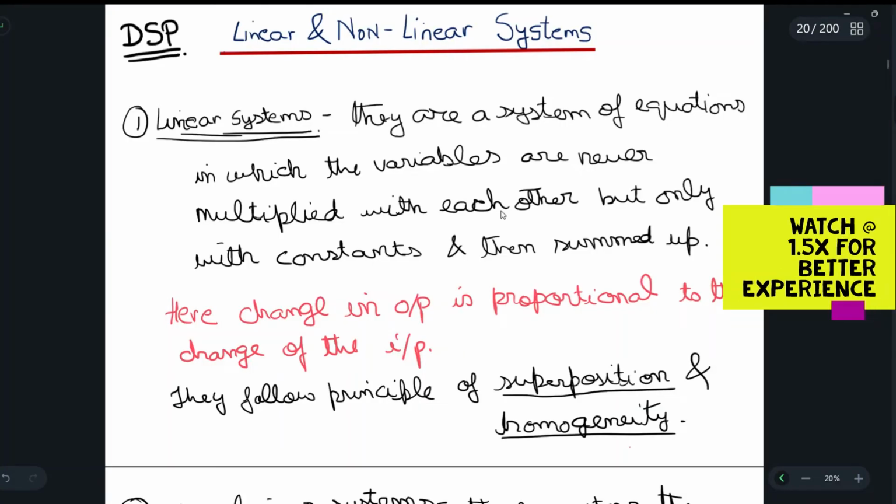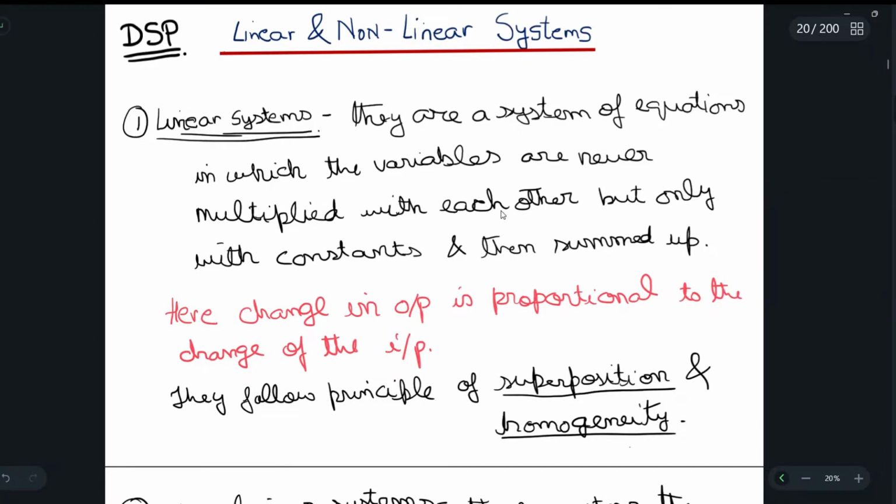Guys, so today we are going to start with another video in the continuation of DSP course. So today we are going to learn what are linear and non-linear systems. A linear system is a system in which, in the equations, the variables are never multiplied with each other, but only the constants are multiplied with them and then they are summed up.